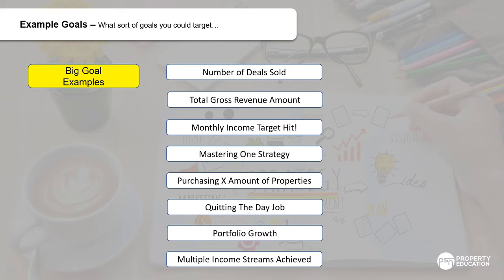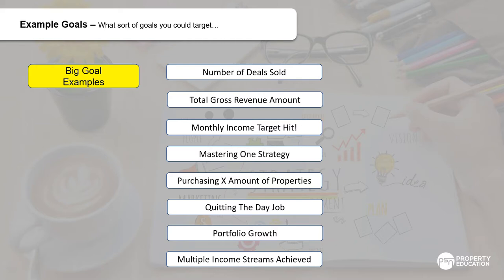Monthly income target hit. A lot of people have this idea, they get into property and think, I want to be earning five grand a month, 10 grand a month. How are you going to get there? How are you going to achieve that? How many investors are you going to need? How many deals do you need to source? How much advertising do you need to do to get those investors and find those deals? To get to that, to make sure that goal is hit. It's all about reverse engineering that, making sure you're working towards that goal.